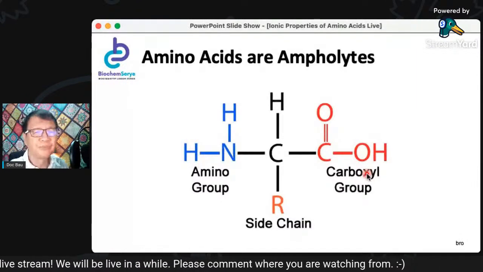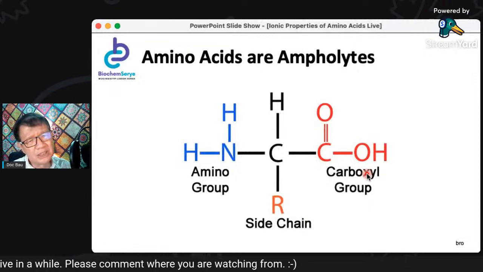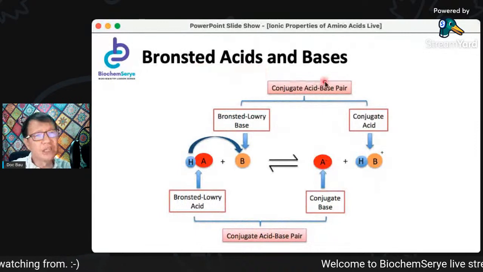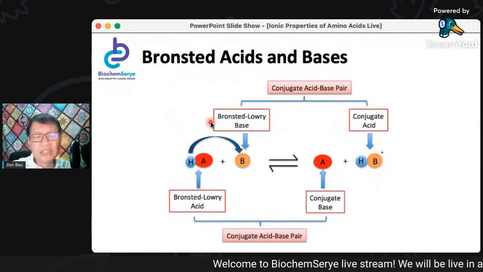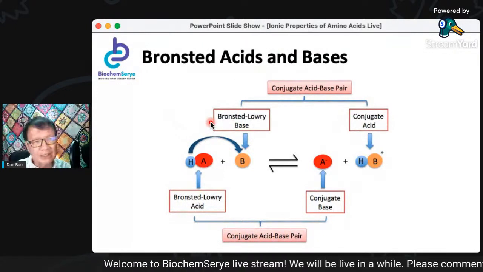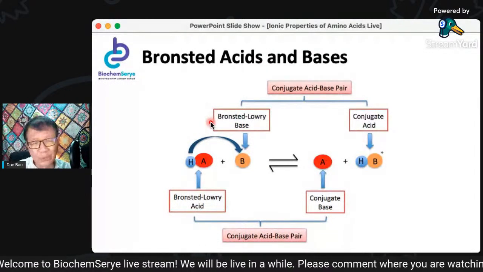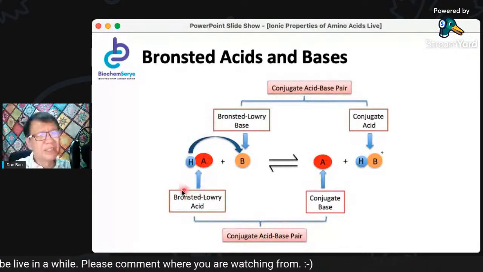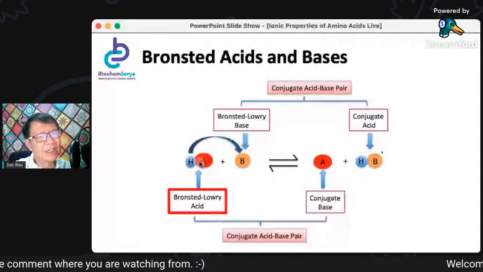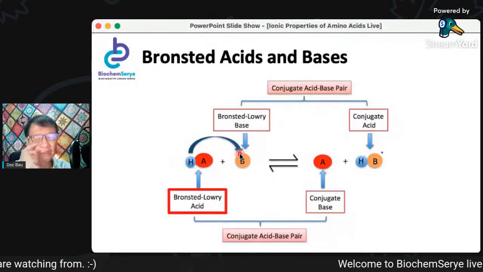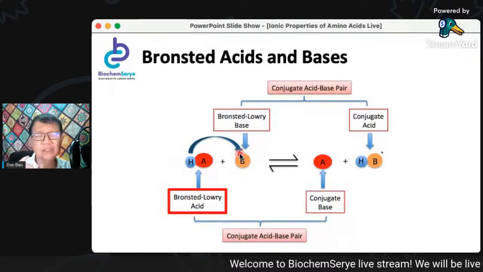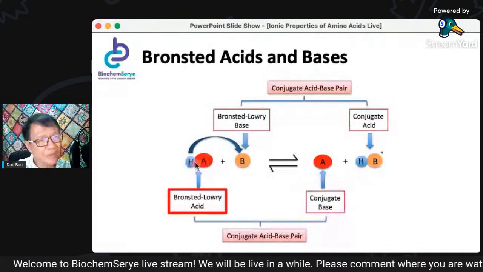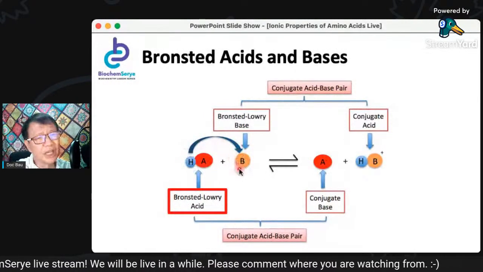We cannot really escape this. We really have to understand the concepts of acids and bases based on the Bronsted-Lowry theory of acids and bases. Acids and bases are different in the way they interact with your hydrogen ion, or basically your proton. A Bronsted-Lowry acid is a moiety that can donate a hydrogen ion. That's the simplest, the shortest definition.